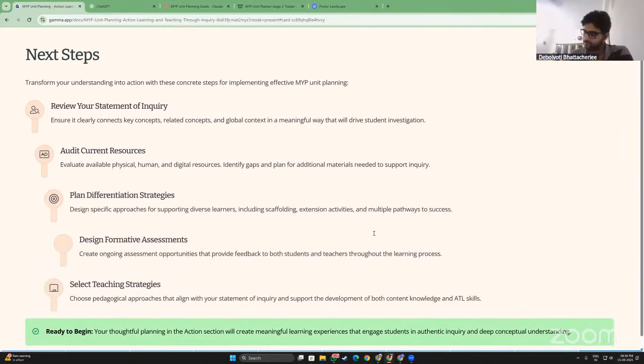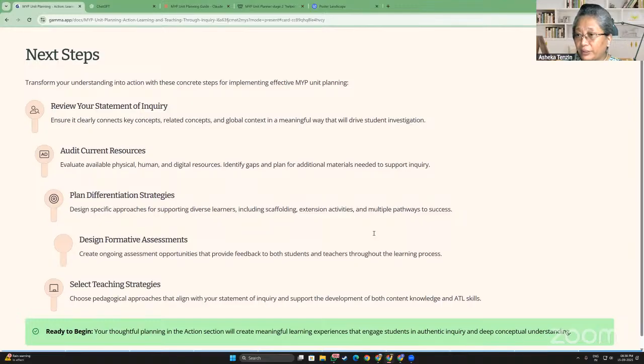Now, next steps. What are you going to do? Review your statement of inquiry. See that your statement of inquiry connects to the concepts and context. That will help the students to investigate. Audit your current resources. See what resources you have, and what you need in order to teach that particular unit.